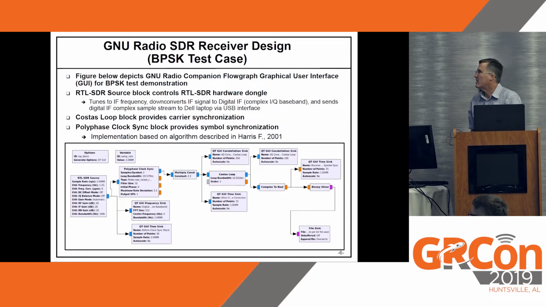The BPSK test case, this would be the flow graph, the GNU Radio flow graph for BPSK. And on the left is the RTL-SDR source block that controls the dongle. The other main blocks are the polyphase clock sync block that does the symbol synchronization, the Costas loop that does the carrier synchronization. And the other blocks are really support blocks, so I'll be showing it on the next chart.